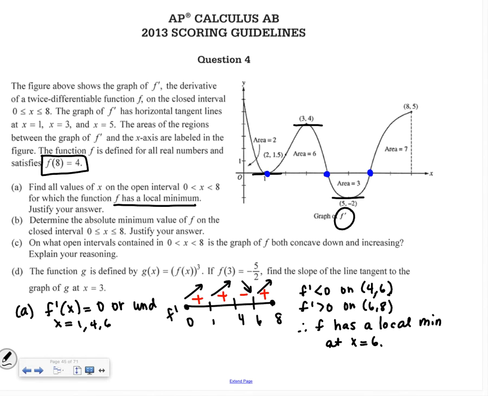And we don't know what that is, but we do know that it's located at x equals 6, which is all we were asking. All right, so B, determine the absolute minimum value of f on the closed interval 0 to 8. Justify your answer. Okay, so when we talk about the local or the absolute minimum, it could occur at that 6, but it could also occur at 0.